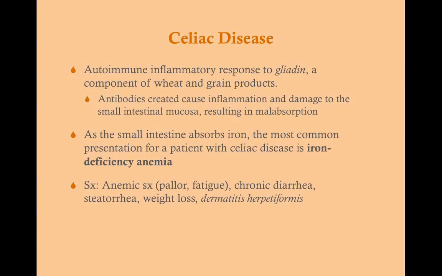Now remember that the small intestine is also responsible for absorbing iron, and so another way that celiac patients can present, and in fact the most common way for them to present, is with anemia and with pallor. So iron deficiency anemia is a common presentation for patients with celiac disease because their small intestine is damaged to the point where they can't absorb iron. The symptoms are going to be anemic symptoms most commonly. That's the most common way they present. Chronic diarrhea is also another common way of presentation, or the two of them together.